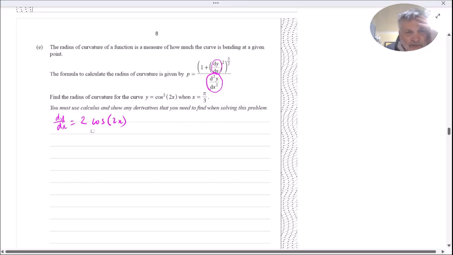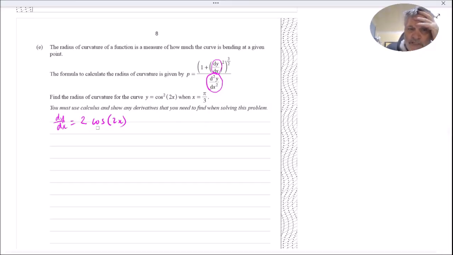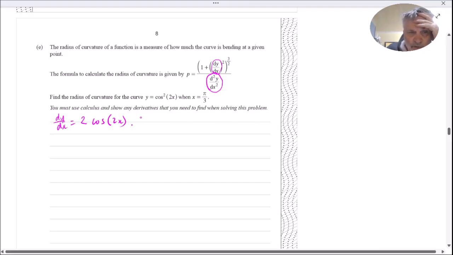There are 2 bits inside, aren't there? 2 cosine to the power of 1 cos 2x. Now we have to differentiate the cosine. Differentiate cosine, you get minus sine 2x, and then repeated application of the chain rule, we have to differentiate what's inside here, so we get 2. So this is actually negative 4 cos 2x sine 2x.